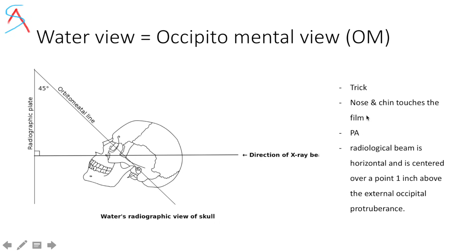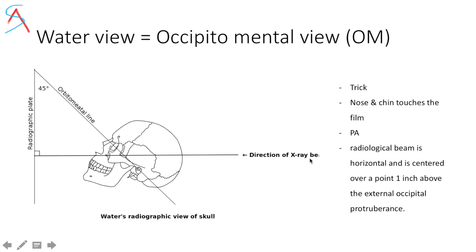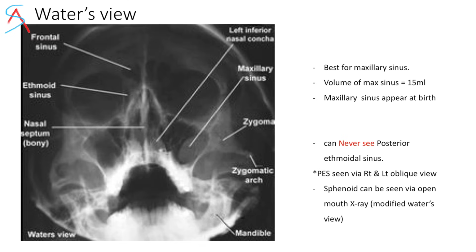What happens is the patient's nose and chin touch the X-ray film, and the direction of the X-rays is from posterior to anterior. So it's a PA view. Radiological beams are horizontal. It is the best view to visualize the maxillary sinus. Generally, the examiner will ask you questions regarding the maxillary sinus. The volume of the maxillary sinus is around 15 ml and the maxillary sinus appears at birth.